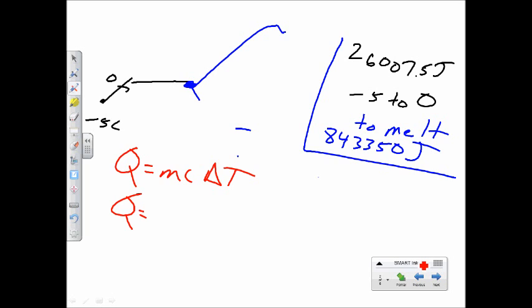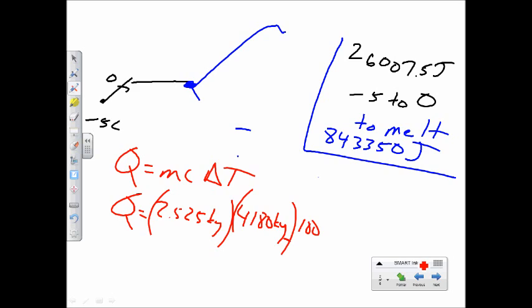So Q equals 2.525 kilograms. This time we're going to use what specific heat? 4180. It's liquid water. And our temperature difference is going to be 100. So now we go 2.525 times 4180 times 100. And we do get a really big number. We get 1,055,450 joules.